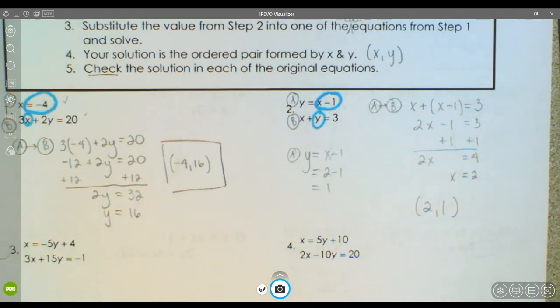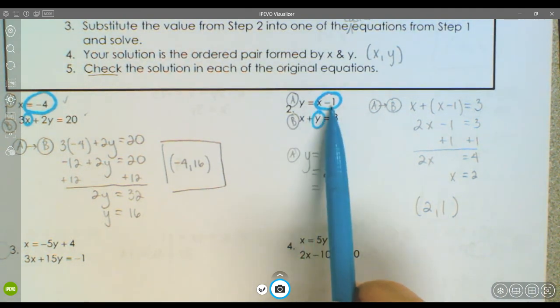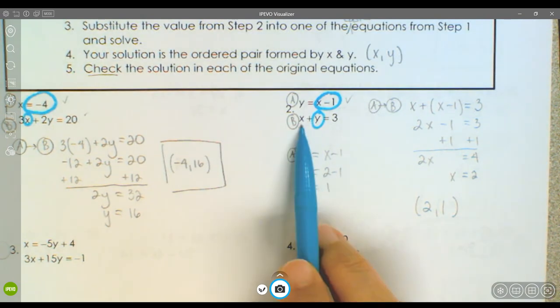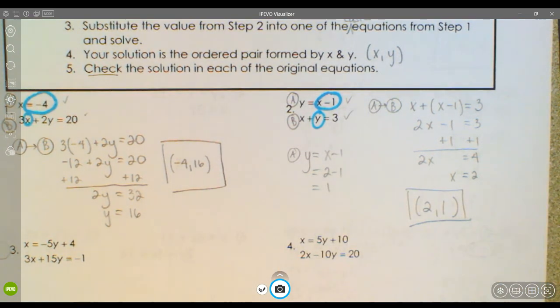I don't even need a calculator for this, I'm tripping. Does 1 equal 2 minus 1? Yes. And does 2 plus 1 equal 3? Yes. So that's my right answer. And I can move on.